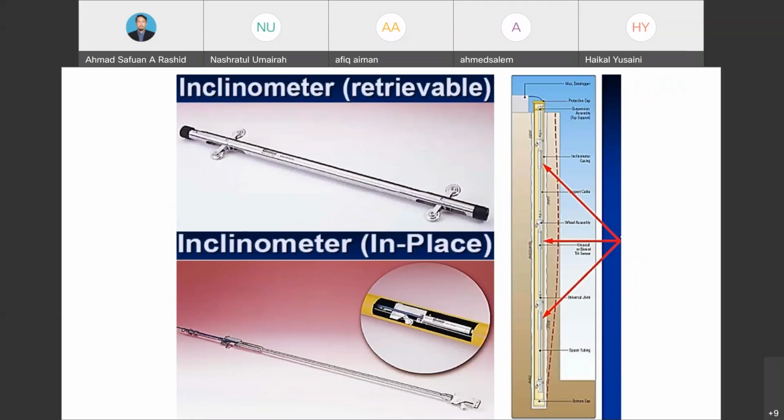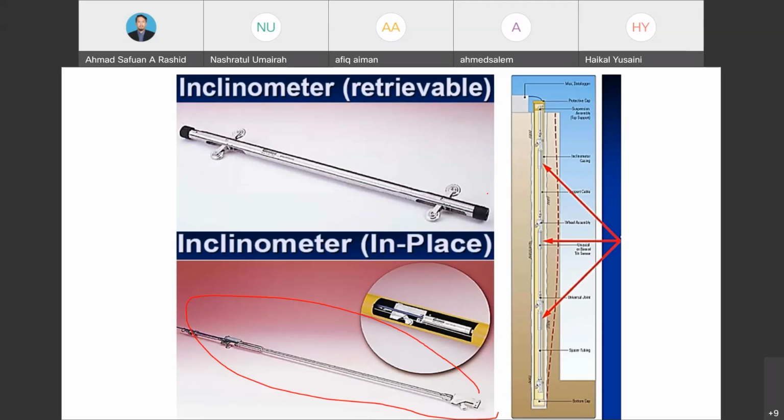Normally we put it in to measure the horizontal movement. So this is the system that will be put in place, while there is another method, which can be retrievable after doing the measurement.